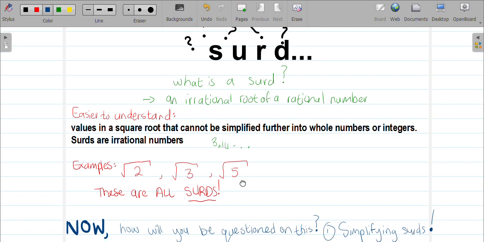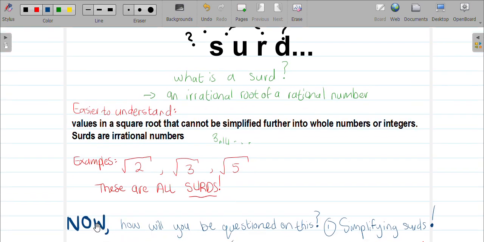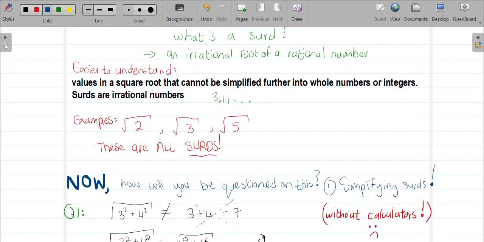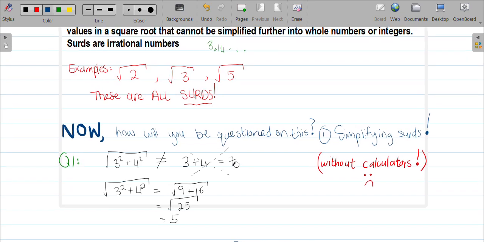And you might be asking, well, Mr. Hing, why is this important? How will you be questioned on this? Well, the most typical type of question is simplifying surds, and they can ask that in the exam without calculators. So we'll be simplifying surds, and also talking about how to simplify numbers inside square roots. That is what the lesson is all about.